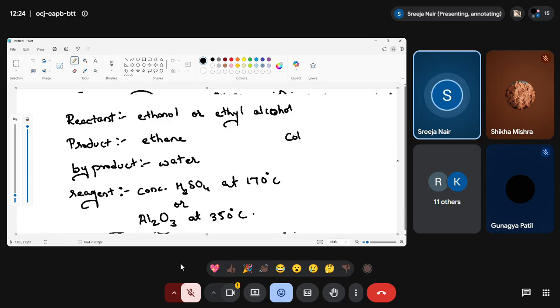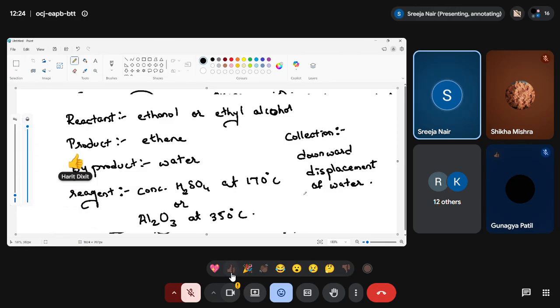The next one, collection. Now how are you collecting the gas? The gas is again collected by downward displacement of water. I hope everyone is writing this in your notebook. Downward displacement of water.